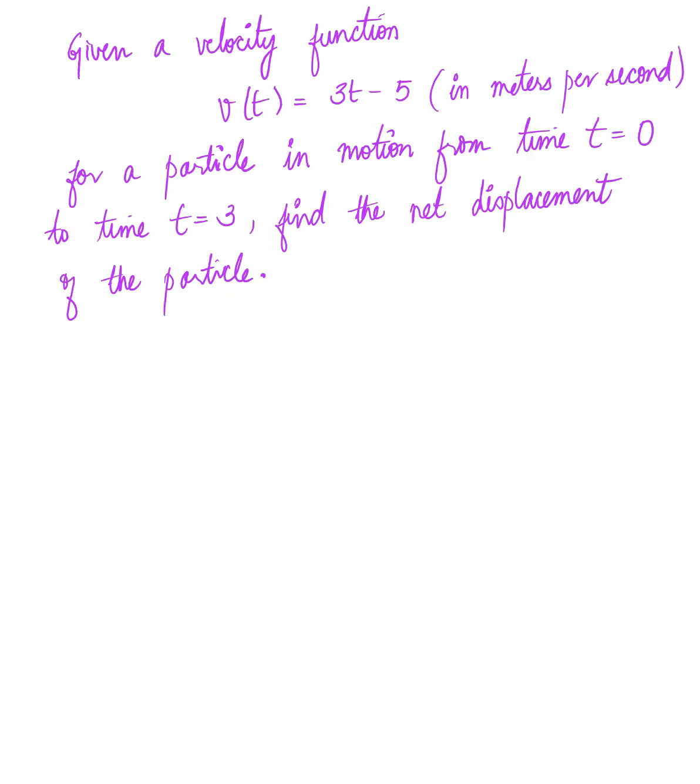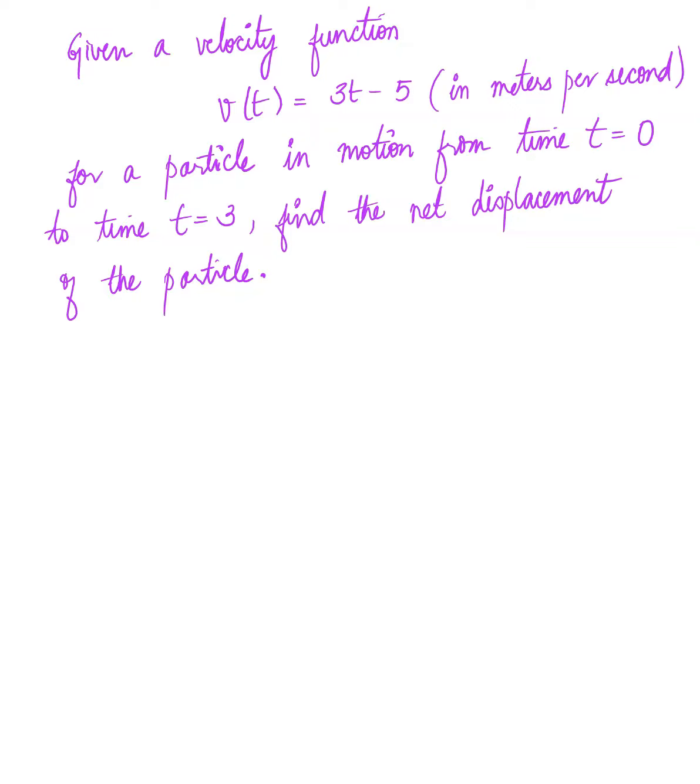Given a velocity function v of t equals 3t minus 5 in meters per second for a particle in motion from time t equals 0 to time t equals 3, obviously it's in seconds, find the net displacement of the particle. You can graph this, definitely. It's a line, because it's 3t minus 5. It's a slanted line, slope of 3. The y-intercept is 0, negative 5.